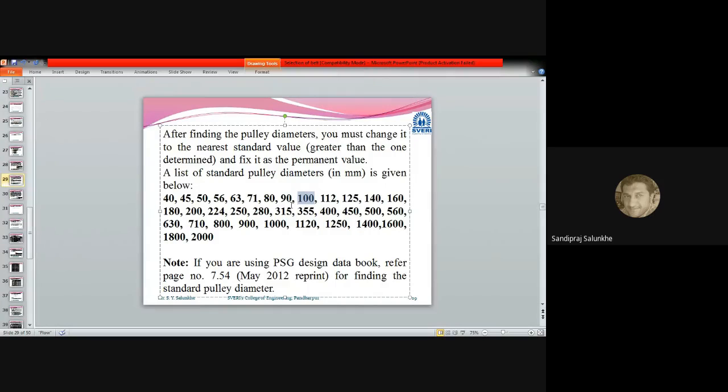That is the rule of design. It is not mentioned anywhere, but we are going to select the bigger values of the dimensions, right? So from this chart, we select the diameter of that pulley. Once you select that diameter of the pulley, then we can go further. Now all these dimensions are mentioned in millimeter only.